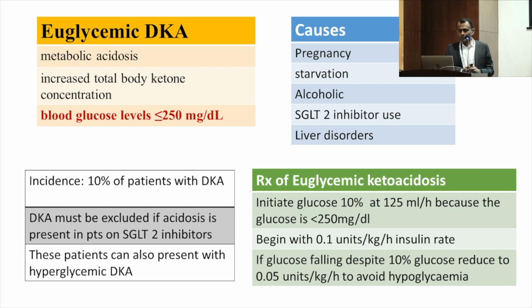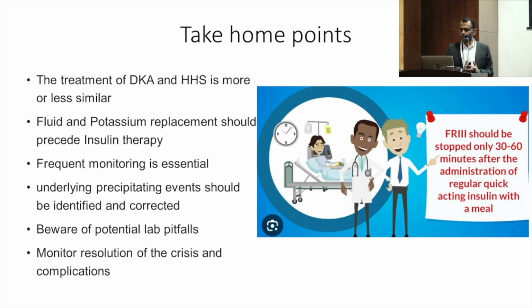You should consider ruling out DKA if any patient on an SGLT2 inhibitor presents with acidosis. And we have to remember that these patients on SGLT2 inhibitors can present with hyperglycemic DKA also. The treatment is again glucose and insulin infusion, waiting for the ketone bodies to resolve, and stopping the offending agent. So, take-home points: the treatment of DKA and HHS is more or less the same, but we have to remember certain important points: when to change the fluid and when to reduce the insulin infusion.